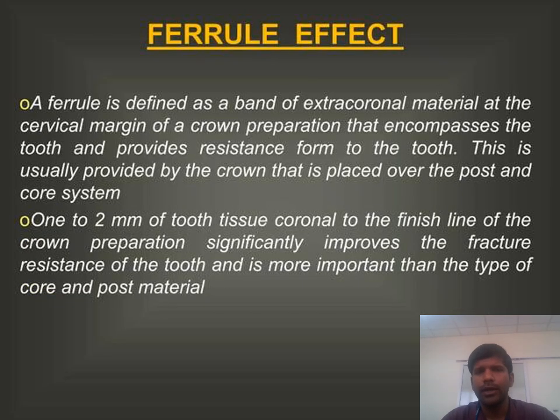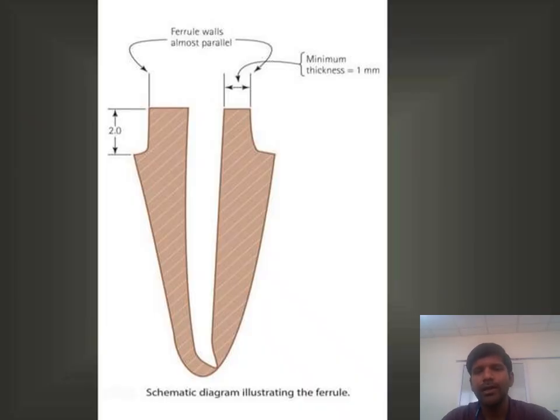Coming to the ferrule effect, a ferrule is defined as a band of extracoronal material at the cervical margin of a crown preparation that encompasses the tooth and provides resistance form to the tooth. This is usually provided by the crown that is placed over the post and core system. 1 to 2 mm of tooth tissue coronal to the finish line of the crown preparation significantly improves the fracture resistance of the tooth and is more important than the type of core and post material. So this is the schematic diagram illustrating the ferrule. There we see the minimum thickness of 1 mm in the ferrule, and the ferrule walls are almost parallel.